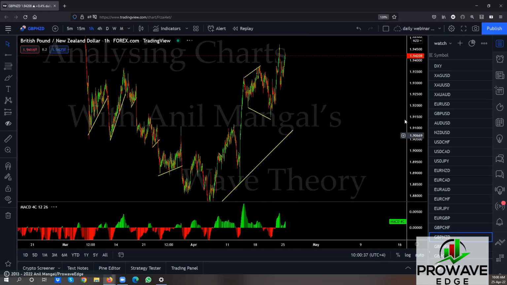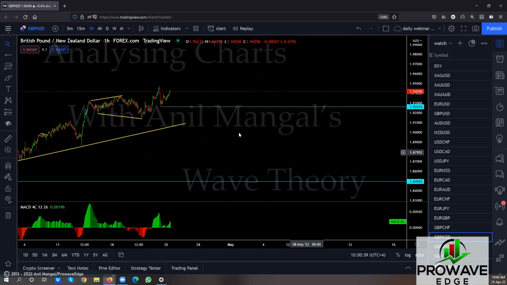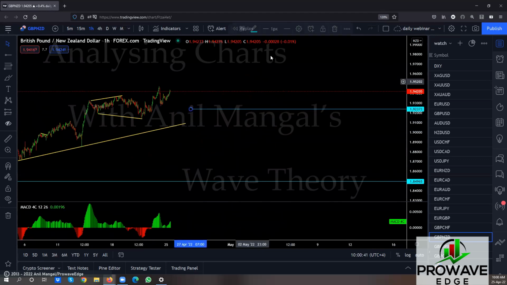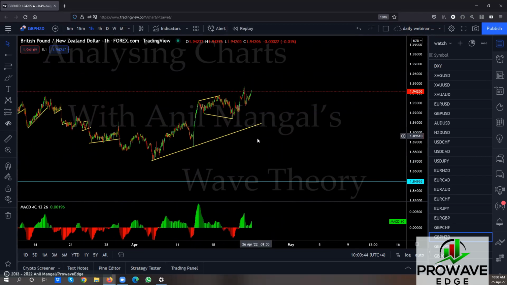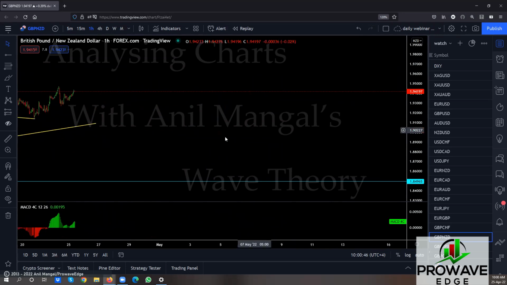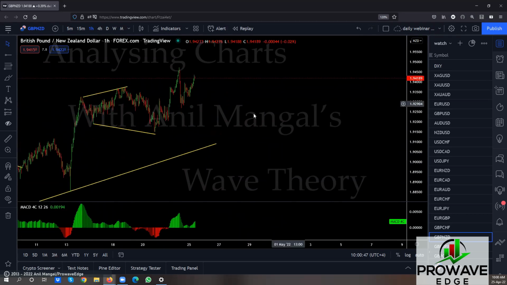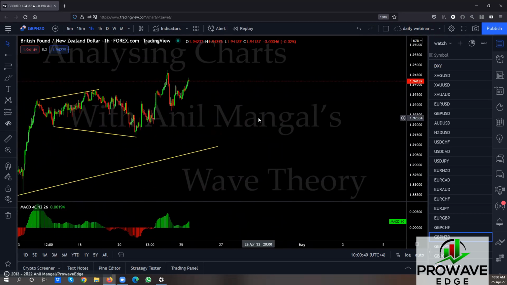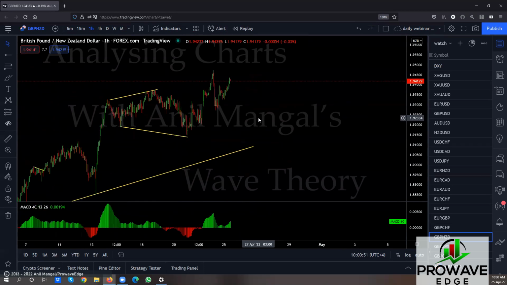Pound New Zealand. Okay, we're looking for a flag to sell. It didn't give us a flat, so be careful. Should we take the sell from the top? If we get it. It's more of a flat now because it came back to that top. But yeah, we can take the sell.